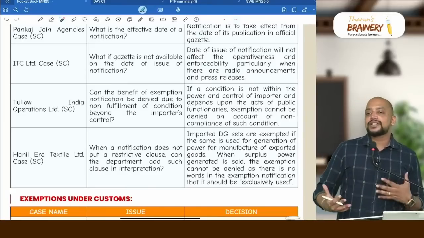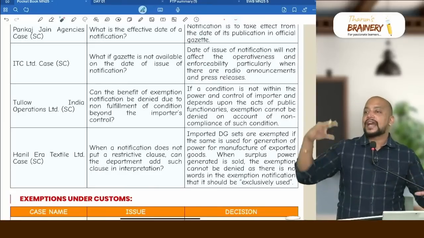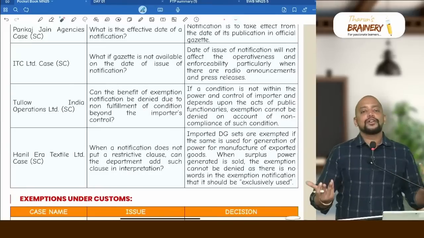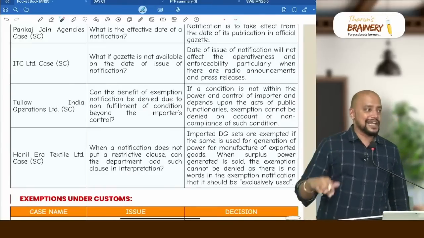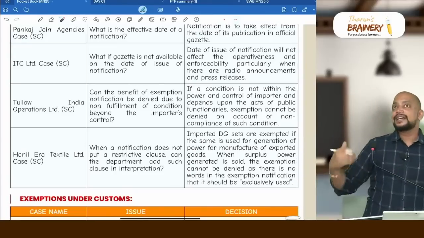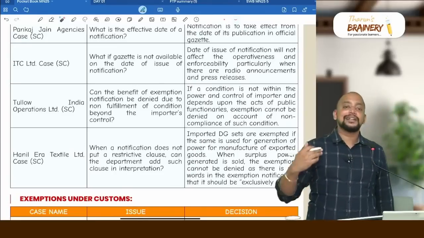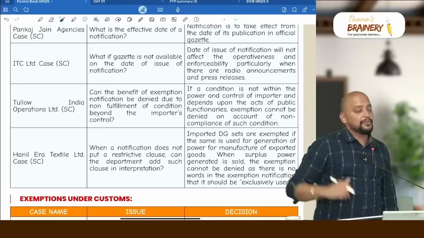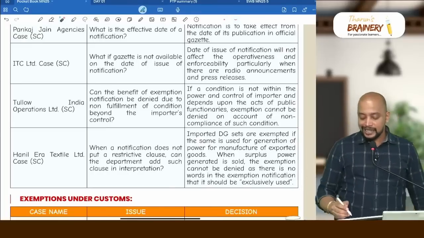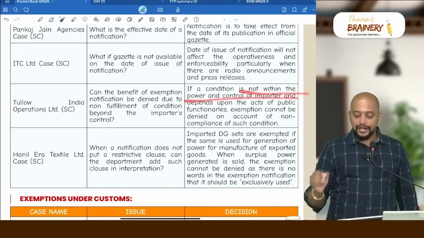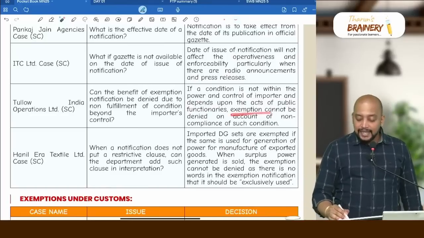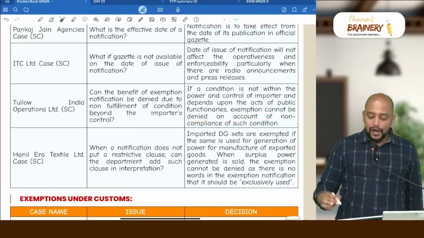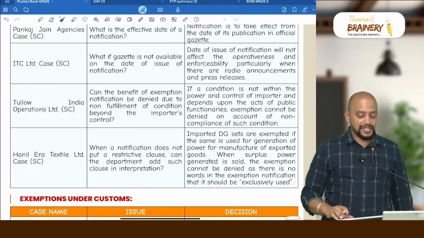But then the Supreme Court is telling, when the fulfillment of a condition is beyond the control of the importer, you cannot make him pay the customs duty and deny the exemption notification. Moreover, here the control of the condition fulfillment is not on the importer but on the government functionary, the government authority. If a condition is not within the power and control of the importer and depends upon the act of public functionaries, exemption cannot be denied on account of non-compliance of such condition.